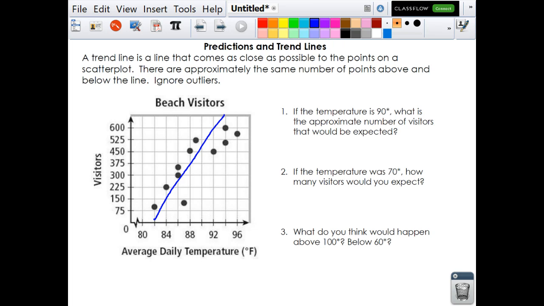Okay, so now we're going to use this trend line to look at some data and analyze it. If the temperature is 90 degrees, what is the approximate number of visitors that would be expected? I'm just going to draw a line here at 90 degrees so I know what I'm looking at. At 90 degrees, how many visitors would you guess would be there? I'd say like 475. Okay, 475 sounds like a good guess.